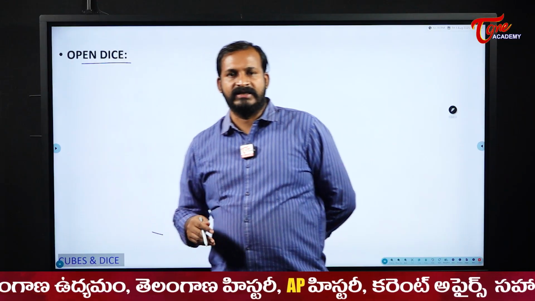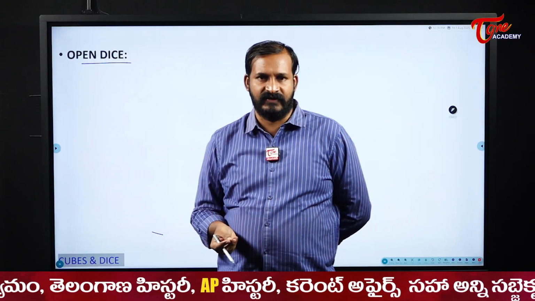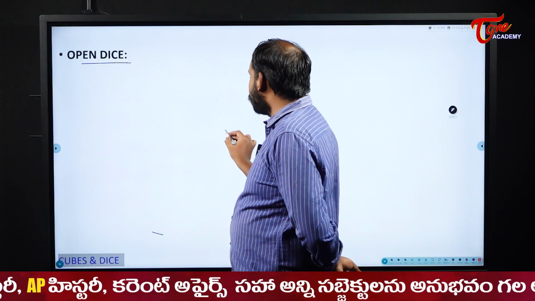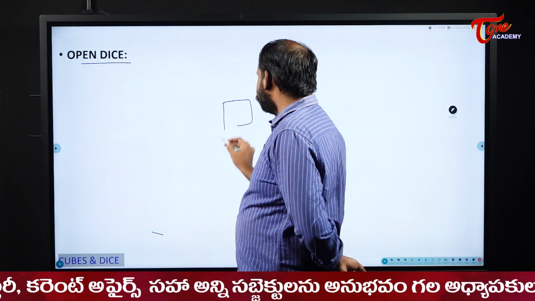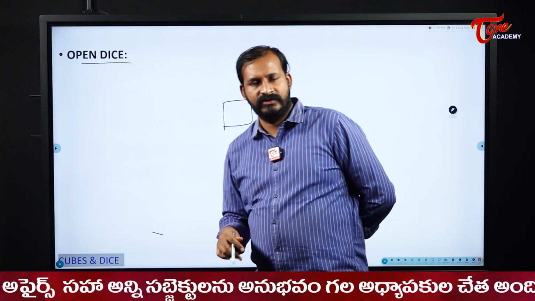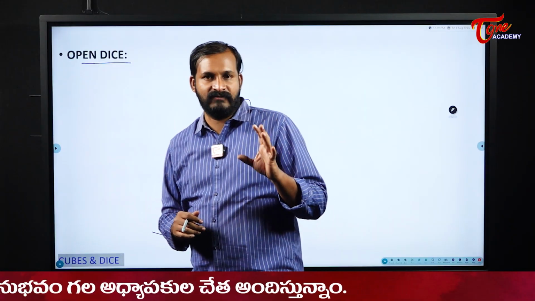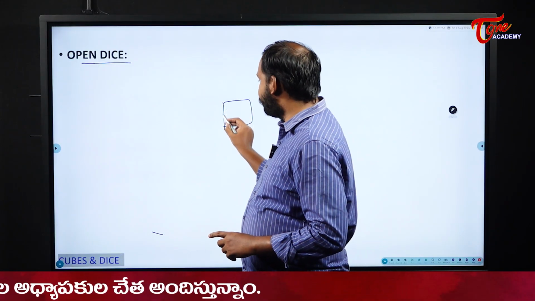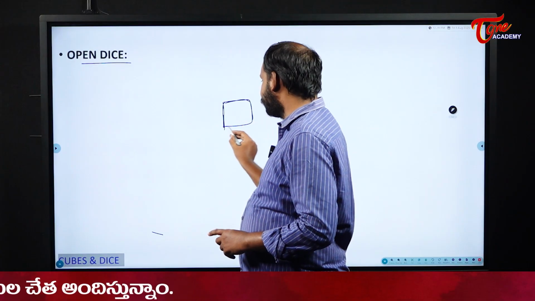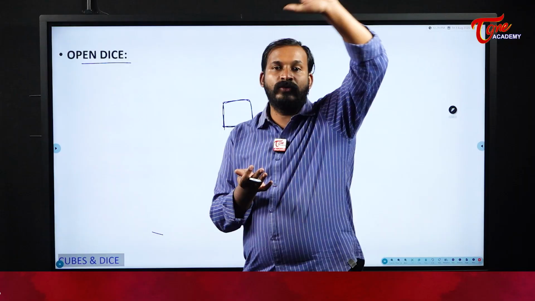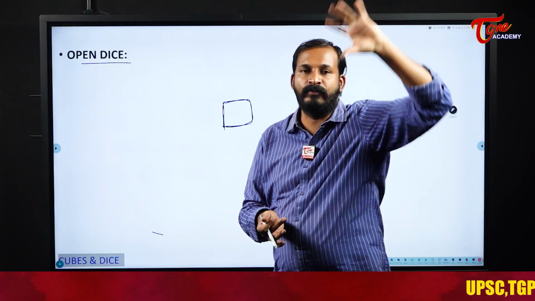The next one is open dice. Sir, what is this open dice? Actually, first we should know what this open dice means. See here, when you unbox a box or a dice, whatever it is, you can unbox it in multiple ways. The first and the basic one I will tell you. Assume this is the base of that box. Now for time being, take that top one and completely remove it and put that aside.